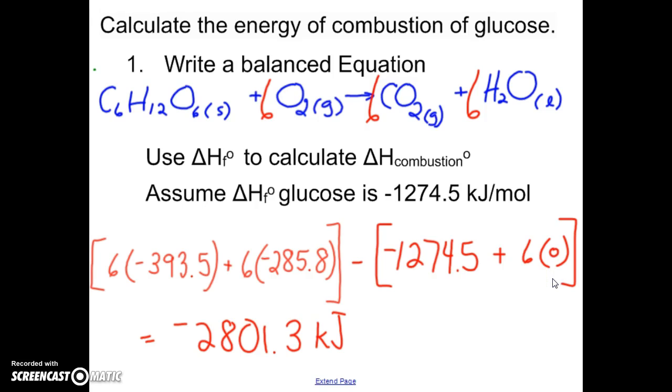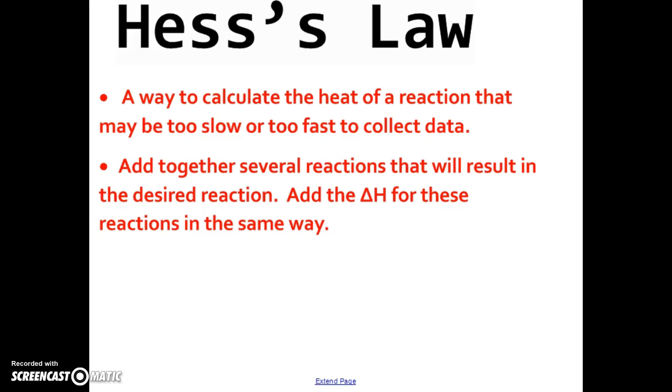When you do all the math and look at all the positive and negative signs you've got to be attentive to, you will get the enthalpy of formation for this reaction. That means if 1 mole of glucose is burned with 6 moles of oxygen, forming 6 moles of CO2 and 6 moles of liquid water, this much energy is given off. Given off because the value of delta H is negative.